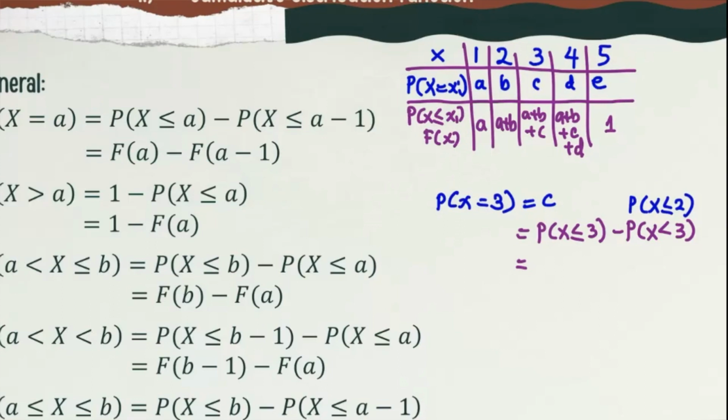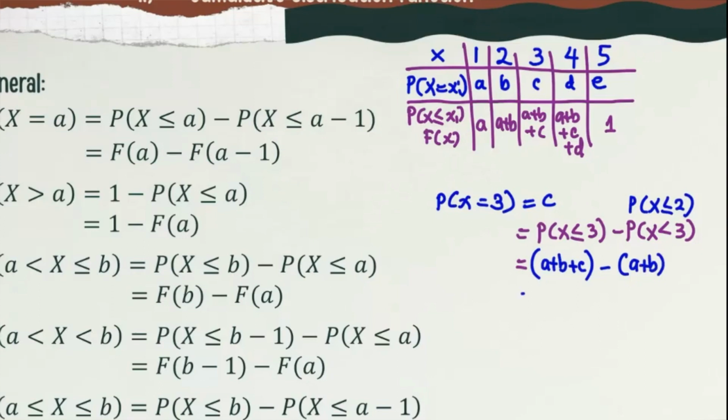Which bila kita buat P(X less than or equals to 3), kita akan tambahkan A, B, C. So which it will be A plus B plus C lah. So kat sini kita akan dapat A plus B plus C, minus dengan P of X less than 3 ataupun P of X less than or equals to 2. So yang ini adalah A plus B sahaja.